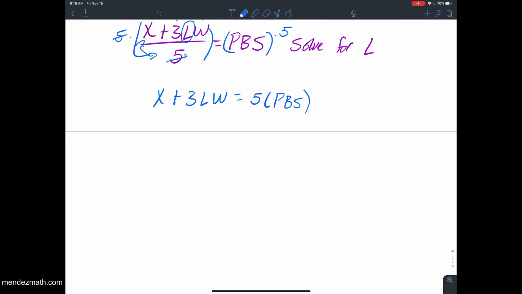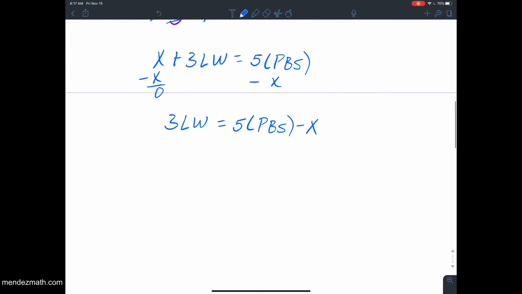Now we need to get rid of the x. So this is just positive x. We're just going to subtract x to both sides. And now I'm going to rewrite it again. 3LW equals 5 parentheses PBS minus x. And now we want to get the L by itself.